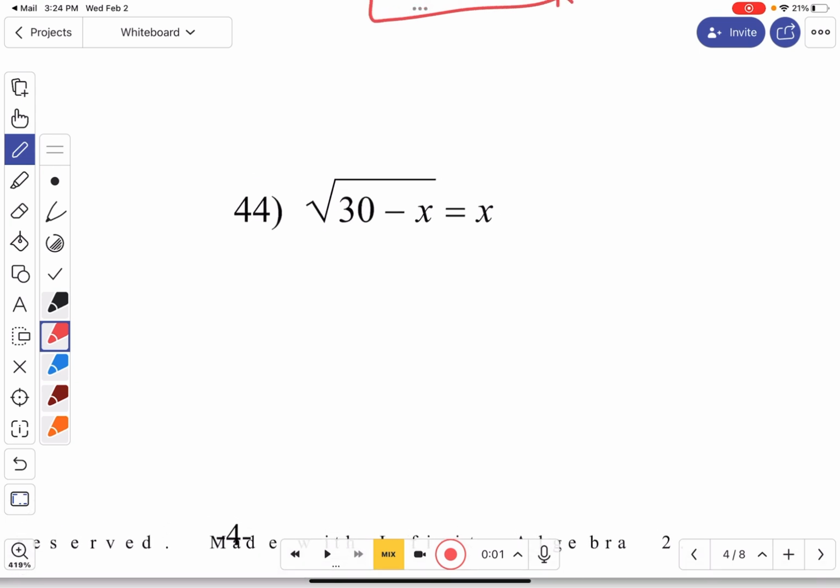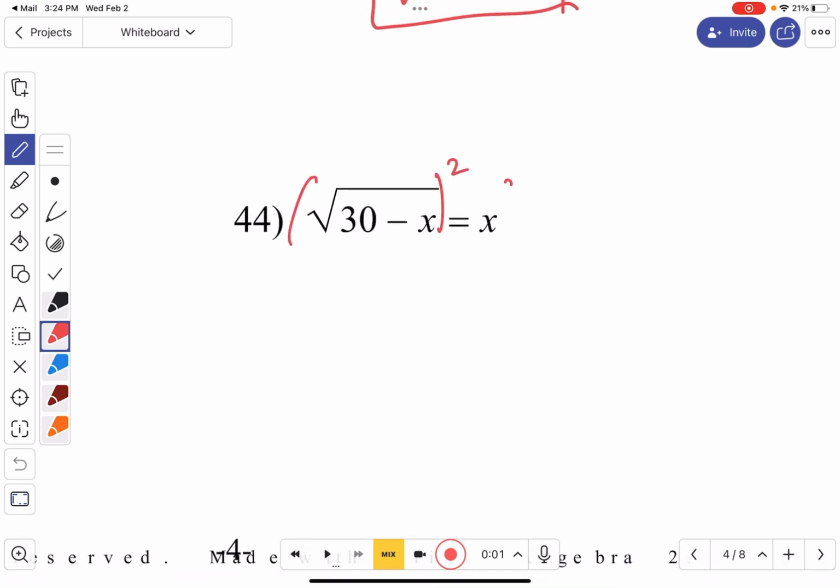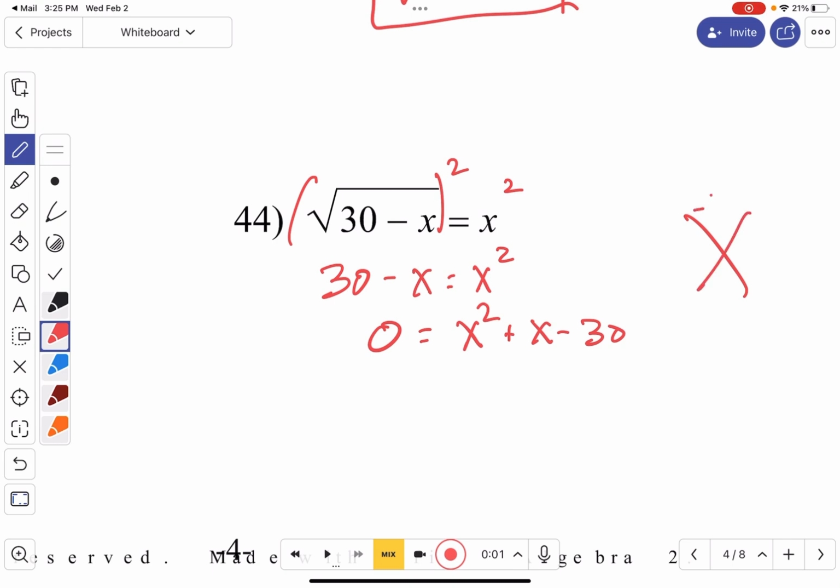And the last one, one more factoring one. So we're going to square both sides. So 30 minus x is equal to x squared. Set equal to 0. Remember to switch the signs when you move it to the other side. Negative 30 and 1. So 6 and negative 5. So x plus 6, x minus 5.